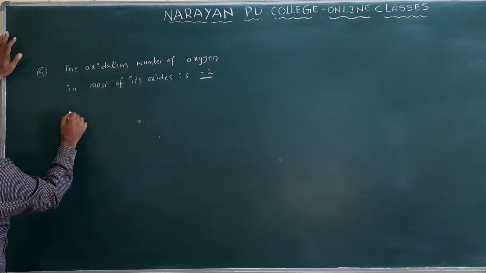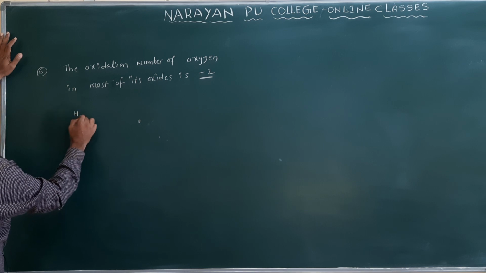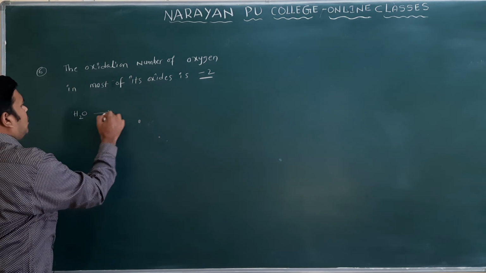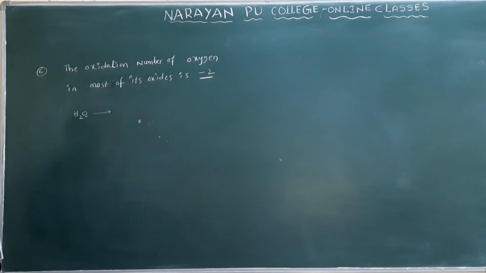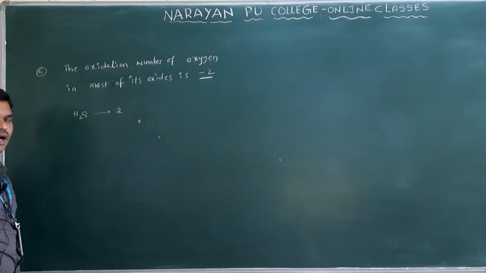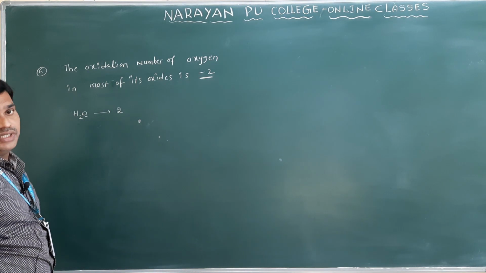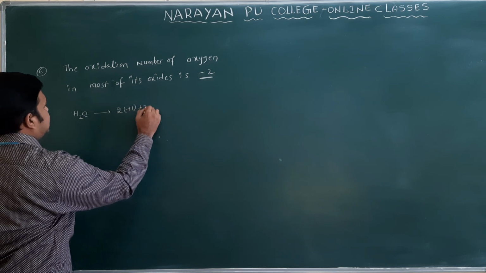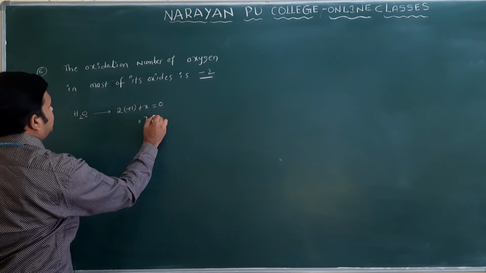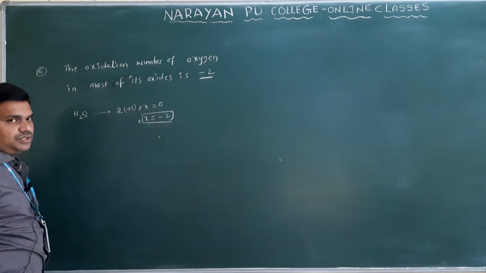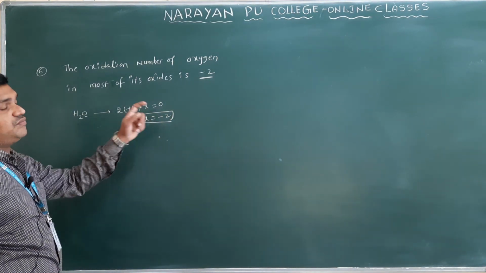Let us see one example. We have H2O, water. You have to find out the oxidation number of oxygen. You can underline this oxygen element. How many hydrogens are there? We have 2 hydrogens. Hydrogen belongs to the first group elements, and its oxidation number is +1. So 2 into +1 plus x is equal to 0. From this you will write x is equal to -2. So this is the oxidation number of oxygen.